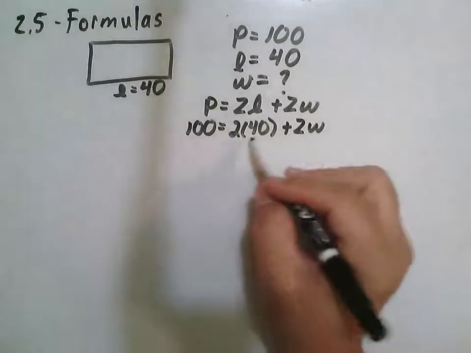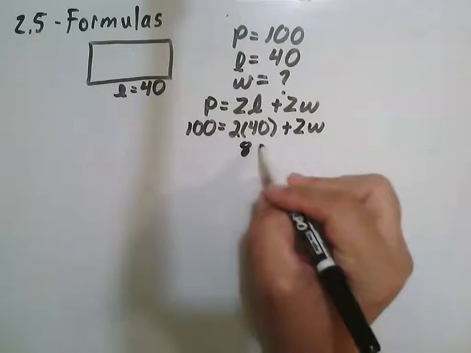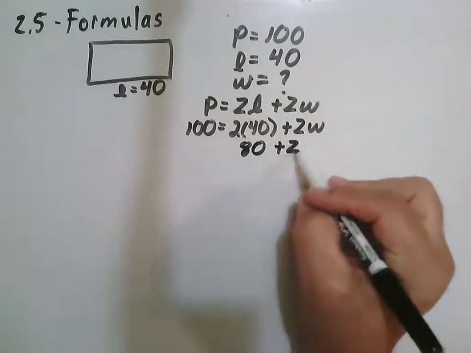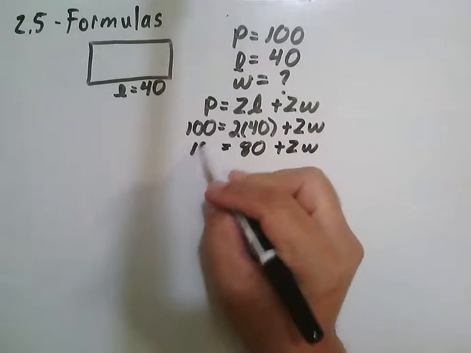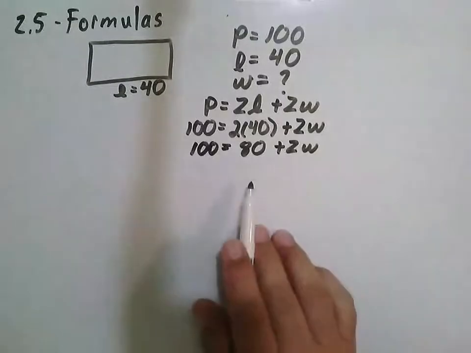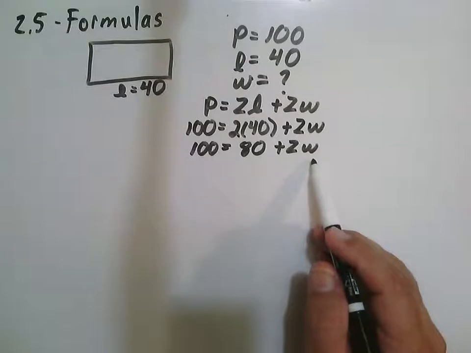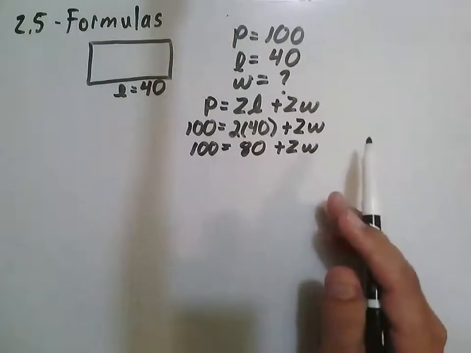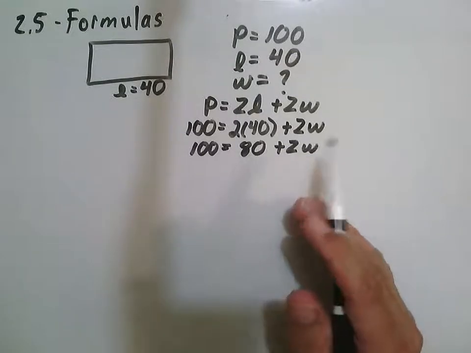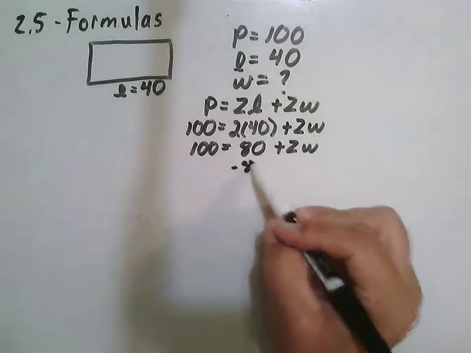So once again, I'm just going to work this out. 2 times 40 is 80. Remember, the 100 just comes down. So in order to solve this, I still have to get letters on one side, numbers on the other. Because the letters are already on this side and I have numbers on that side, I'm going to continue with that. Generally, I would move them, but it's just easier to subtract 80 from both sides.